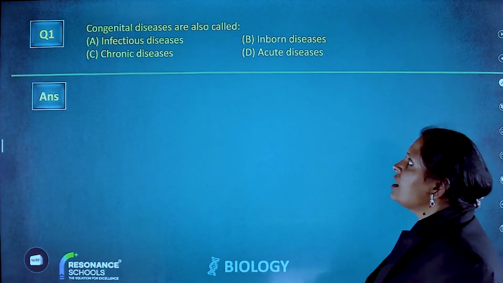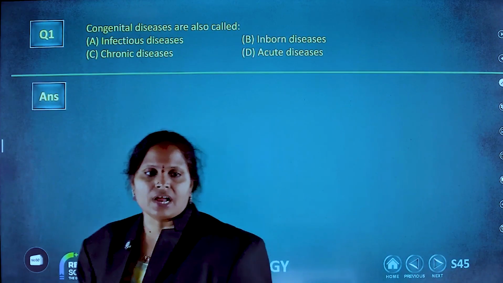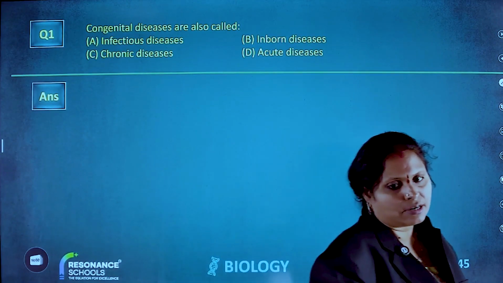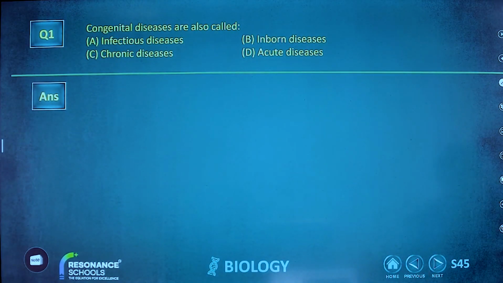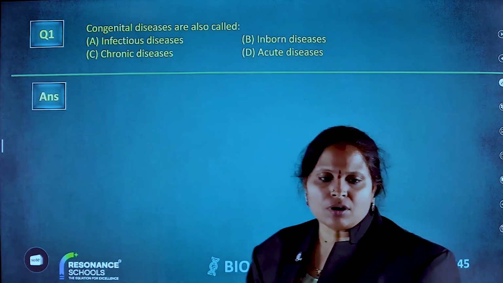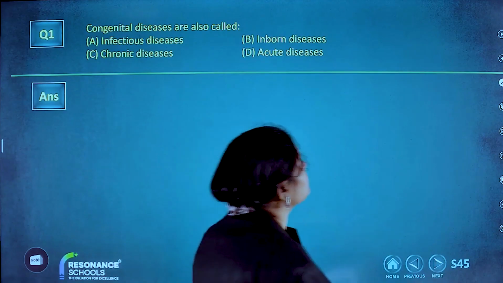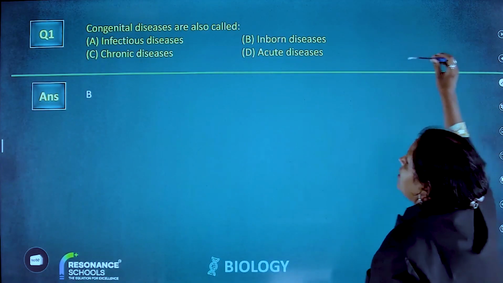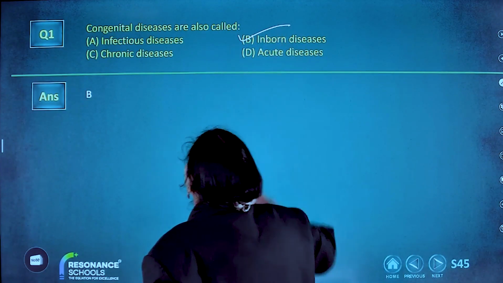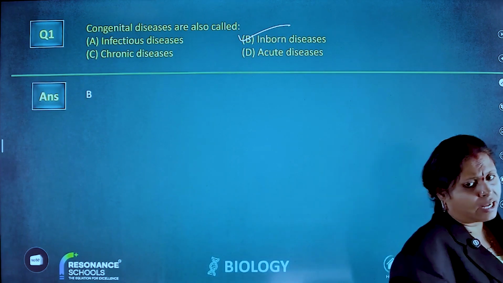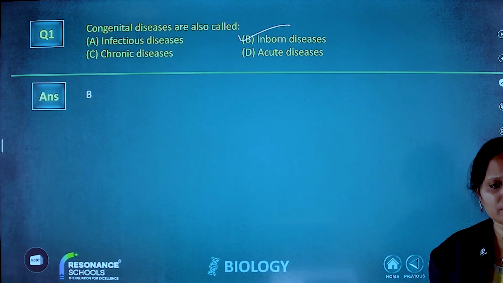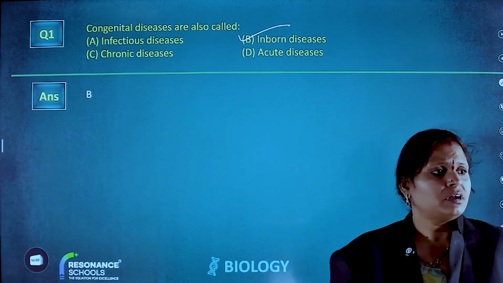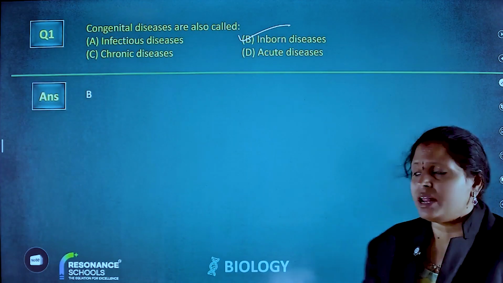Get ready. Congenital diseases are also called what? First question, what is the answer? Please type immediately. No one is typing the answer. The answer is inborn diseases. Congenital diseases are also called inborn diseases. I am not able to see your messages.